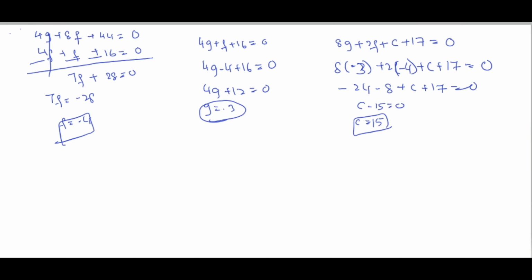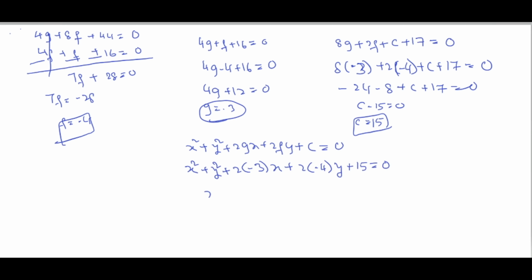Substituting g, f, c values in the given circle equation, that is x square plus y square plus 2gx plus 2fy plus c is equal to 0. That is x square plus y square, 2 into g value minus 3 into x plus 2 into f value minus 4 into y plus 15 is equal to 0. Therefore x square plus y square, 2 into minus 3, that is minus 6x, 2 into minus 4, minus 8y, plus 15 is equal to 0. This is the general equation of the circle.